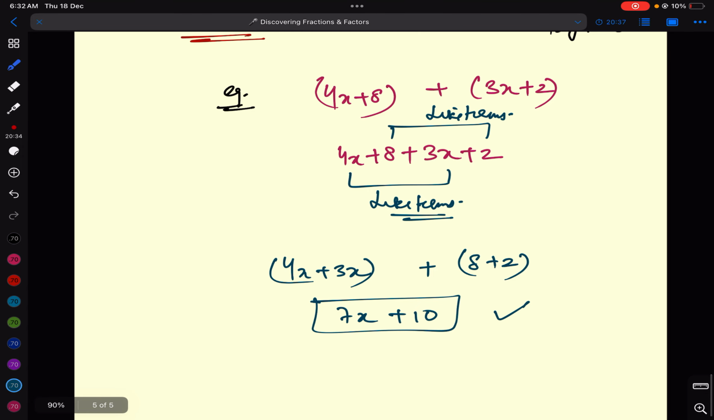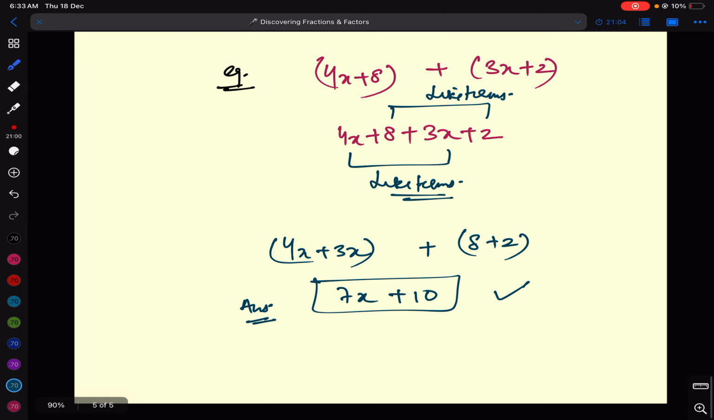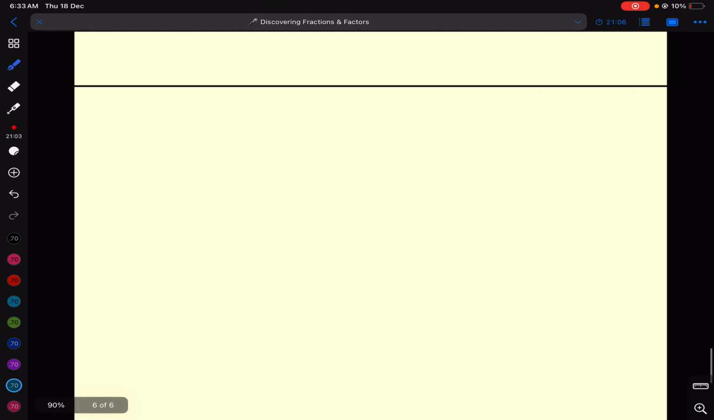Now this is how I add the two polynomials. Clear? So what we basically did here is we had two polynomials, we opened the brackets, we combined all the terms of the two polynomials, and then we combined together the like terms from both the polynomials, which were 4x plus 3x and 2 and 8. That's how we figured out the sum of two polynomials in this case, and that is 7x plus 10. Clear? Now I'm going to take next the example of subtraction of polynomials.